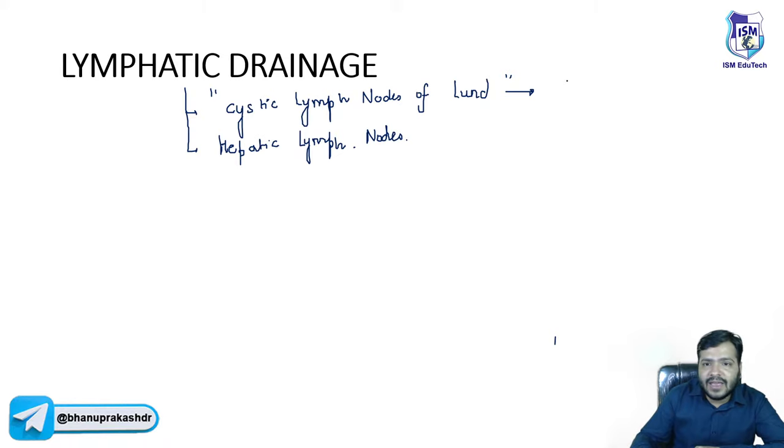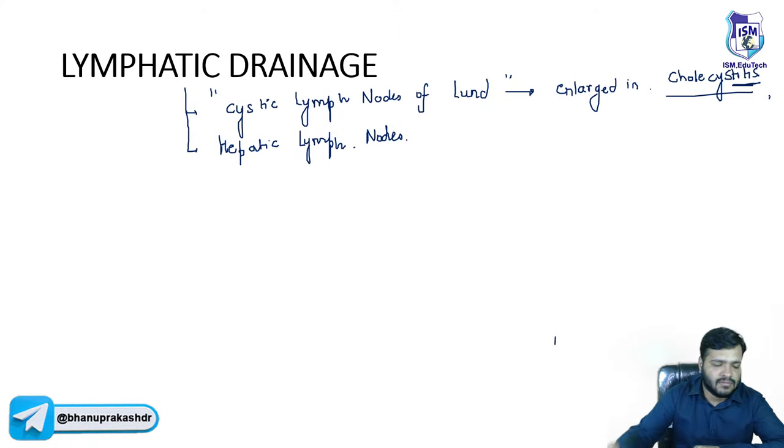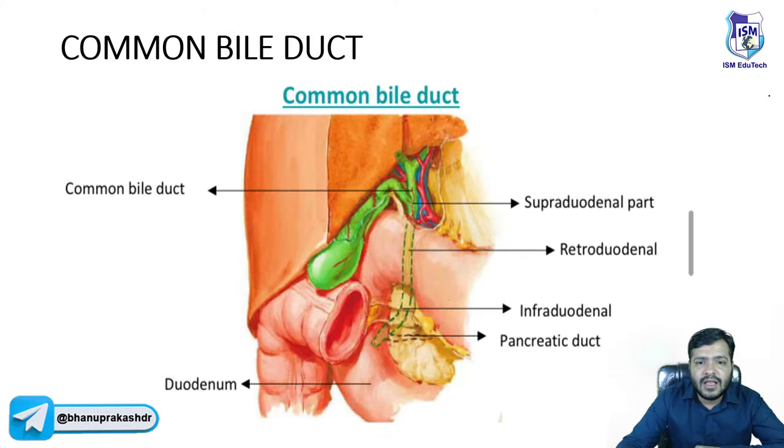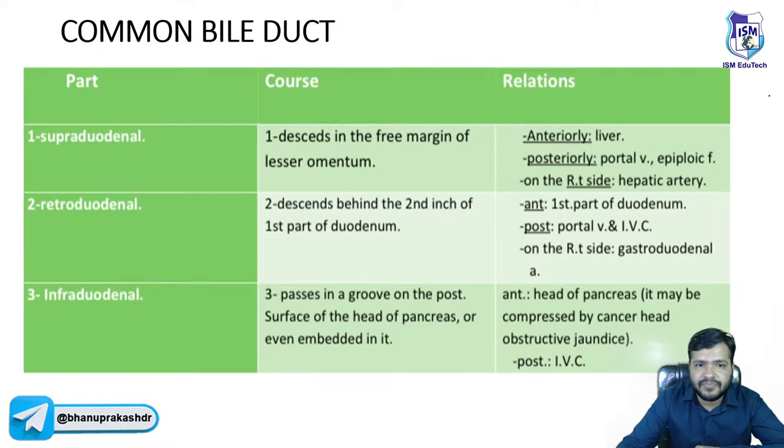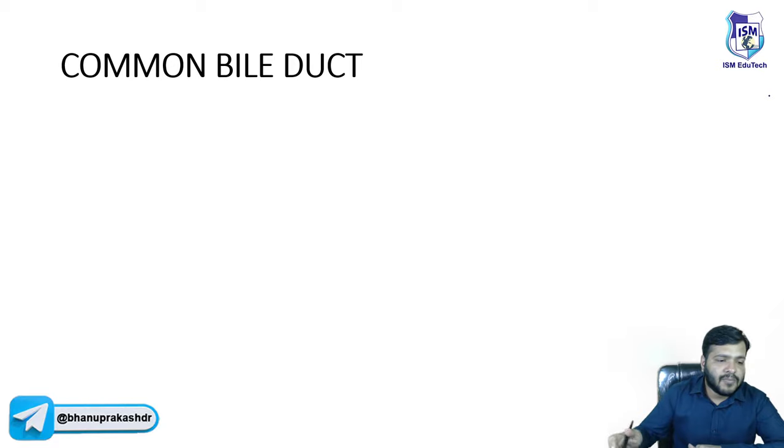Chalo, basically they are enlarged in the inflammation of the gallbladder, that is called cholecystitis, beta. Cholecystitis. Okay. Itis ka matlab kya hota hai? Inflammation. Okay. So remember about this, the lymphatic drainage. Coming on to the common bile duct, beta. Common bile duct. So remember, beta, the common bile duct.